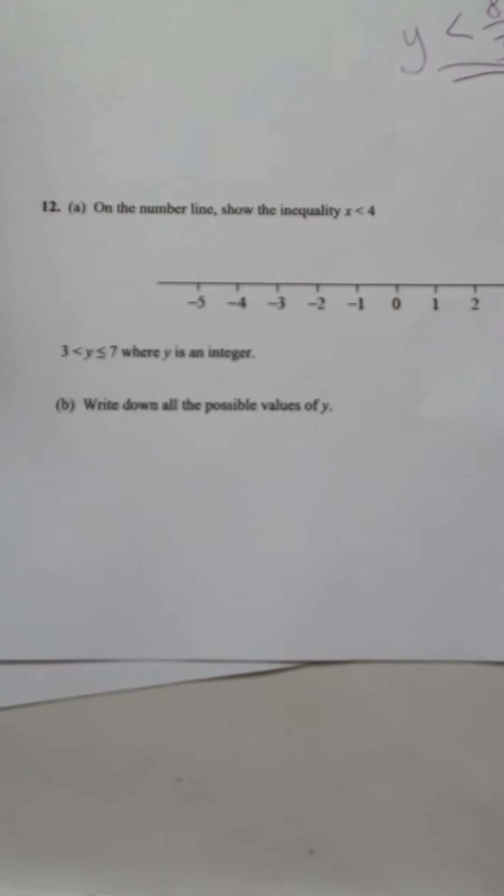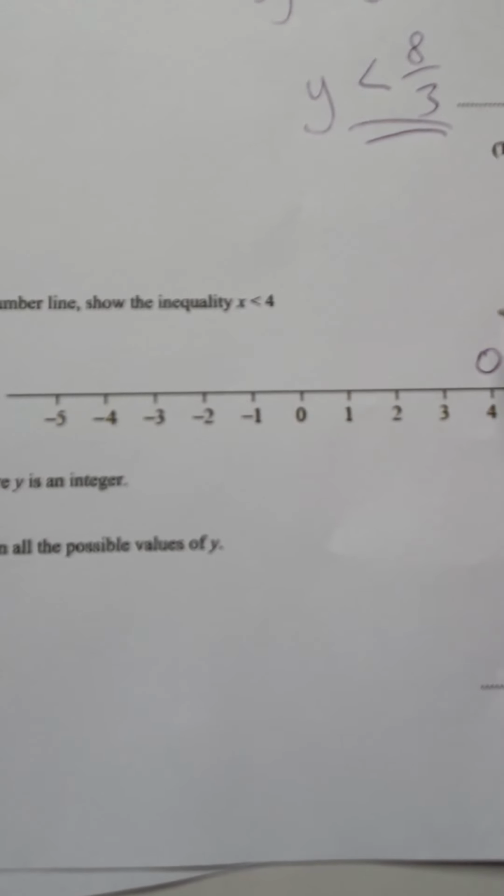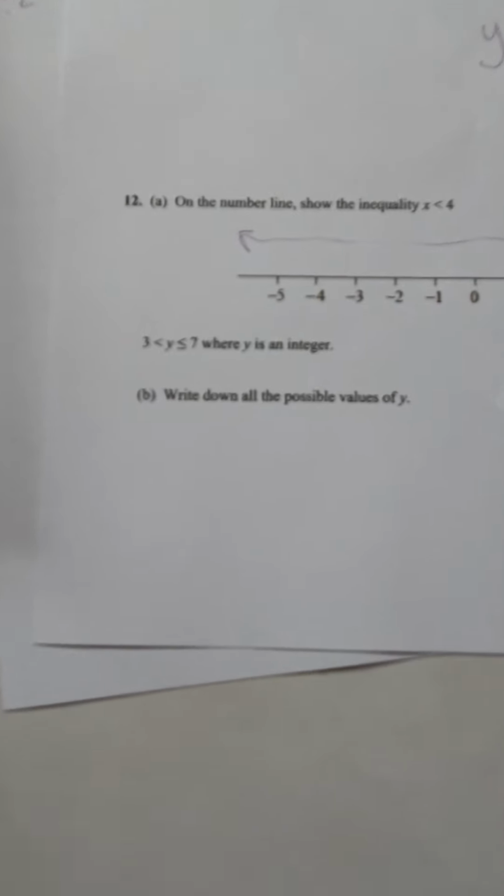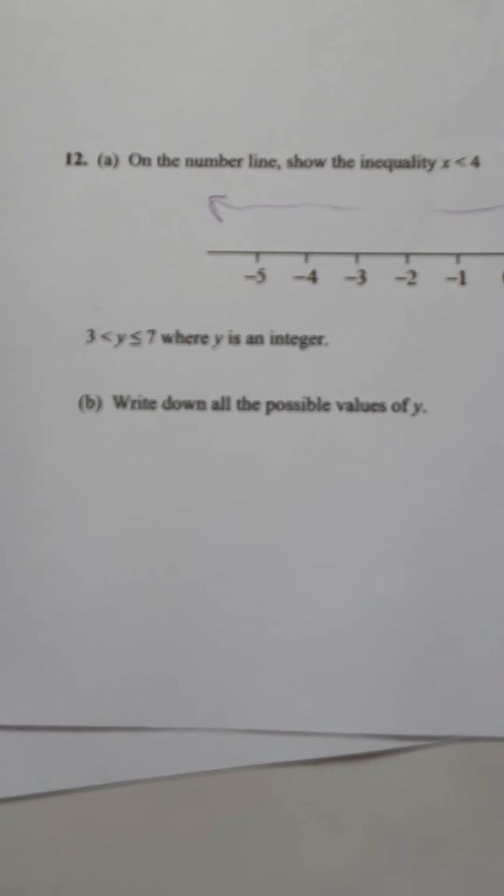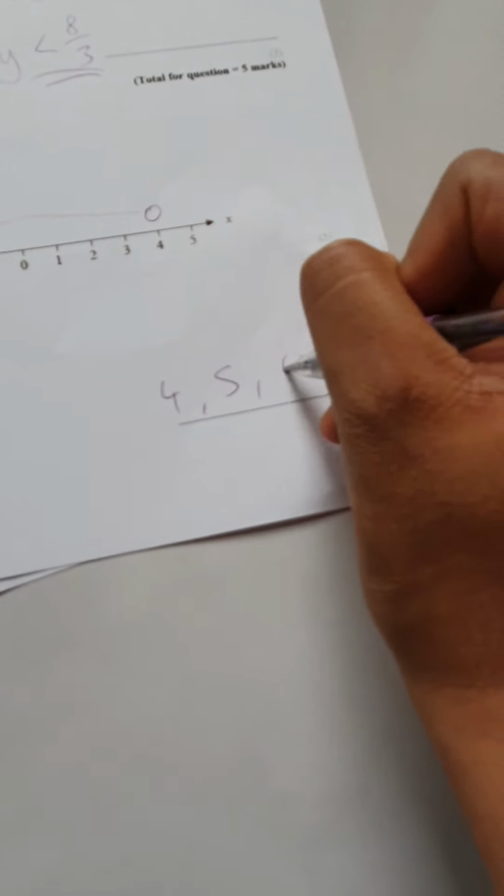And then drawing an inequality again. Again, I'm just on 4, so I need to draw my circle. X is less than, so I'm going to draw my arrow all the way down that way. And that's what the inequality will look like. That's just with a better arrow. Again, we're listing down all the possible values of y. So it can't be 3, but it can be 4, 5, 6, and 7.